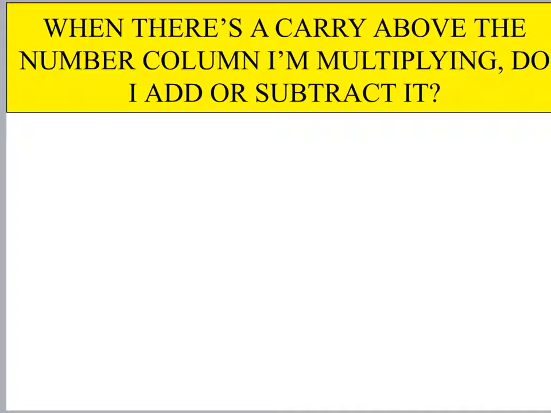When there's a carry above the number I'm multiplying, do I add it or subtract it? So what do I do with the carry? Do I add it or subtract it? Write your answer on your whiteboard.